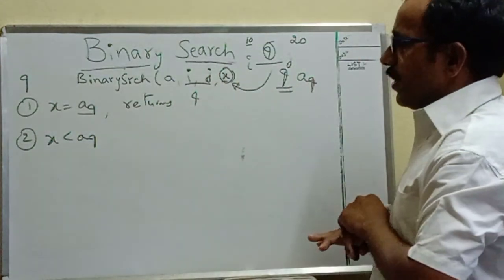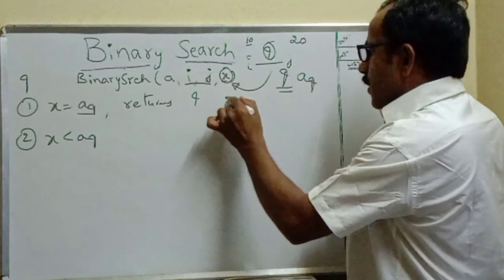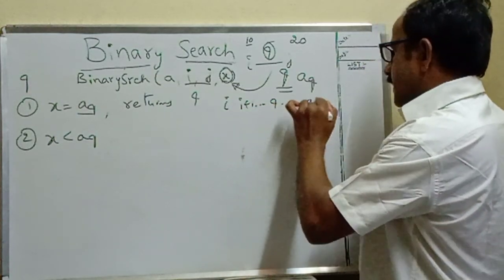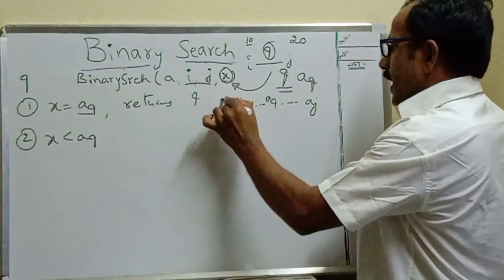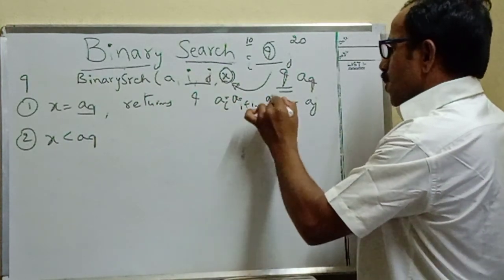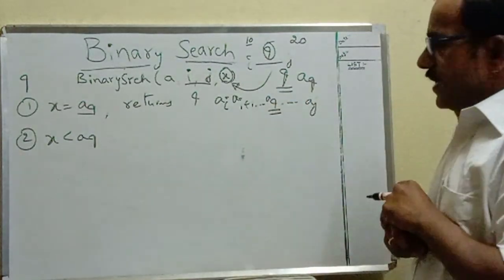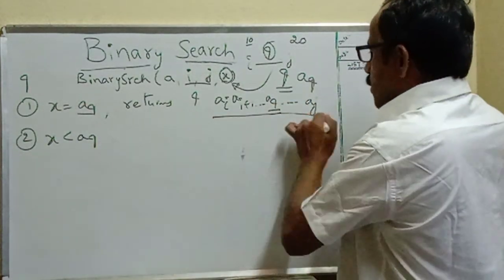All elements are in sorted order. Please remember, all elements are in sorted order: ai+1 and so on up to aq, up to aj. Here we selected this element, but all these elements are sorted.